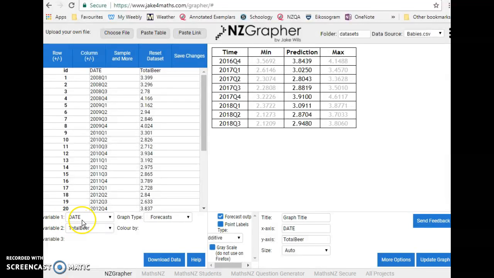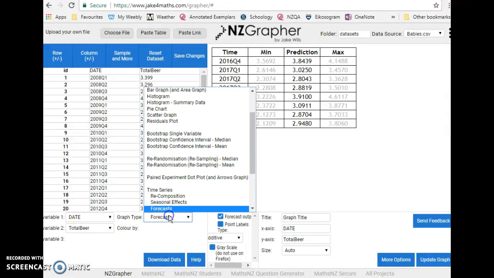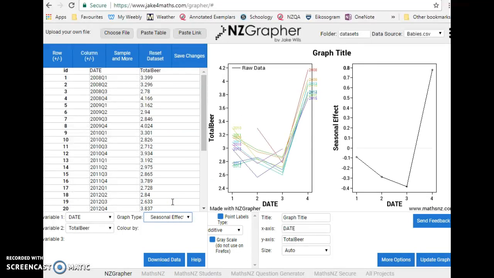You always, for variable 1, have to have the date. It will not work if you put it vice versa. So date is variable 1. I'm going to start with this one here, seasonal effects.